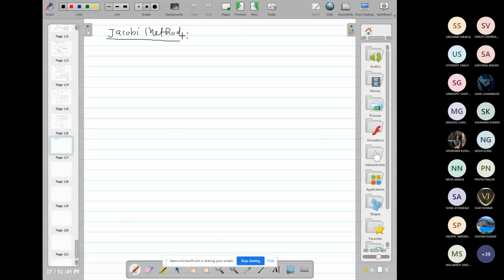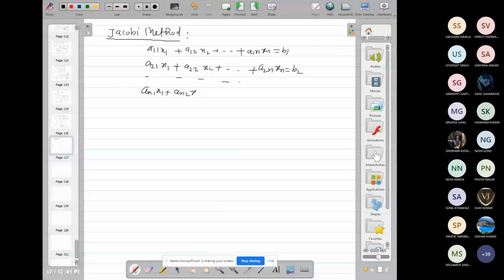So in the Jacobi method, what we do is, we have a given system of equations: a11 x1 plus a12 x2 and so on plus a1n xn is equal to b1, and a21 x1 plus a22 x2 and so on plus a2n xn is equal to b2, and so on, and an1 x1 plus an2 x2 and so on plus ann xn is equal to bn. Suppose this is the given system of equations.